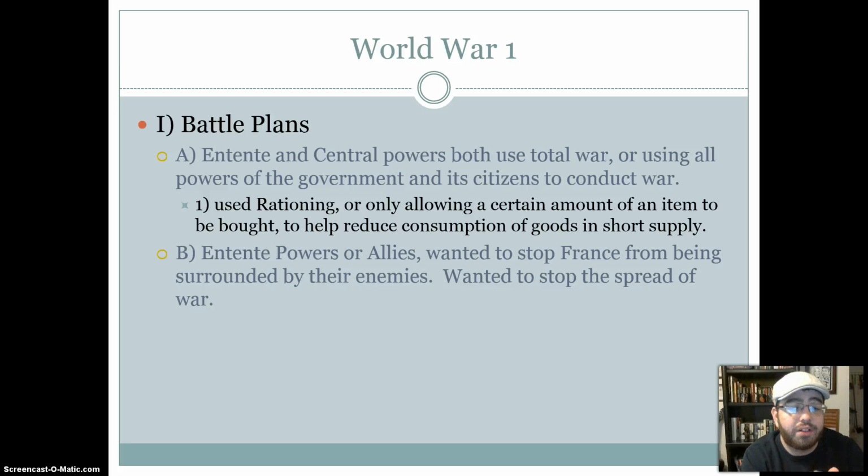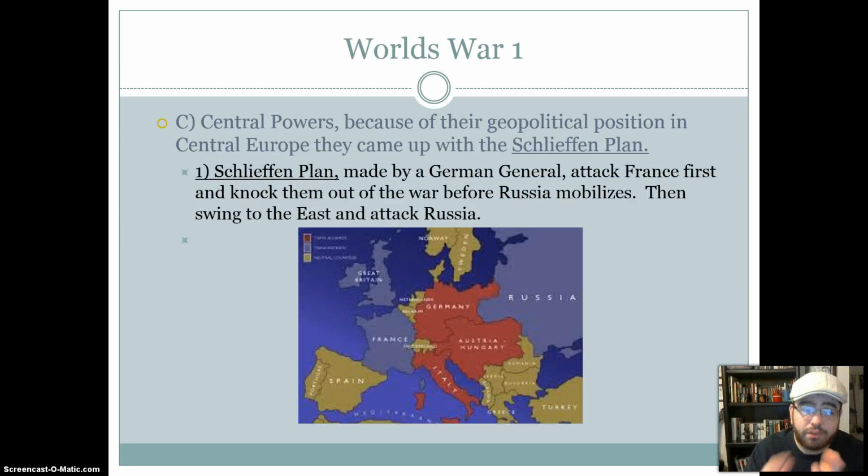The war plans for the Entente powers and allies, really all they wanted to do was stop the war and stop France from being surrounded by its enemies. While the Central Powers had a different geopolitical position, since they are centered in Europe, and Central Europe to be exact, they came up with the Schlieffen Plan, which was made by a German general, which was to attack France first and knock them out of the war before Russia mobilizes, and then swing to the east and attack them.